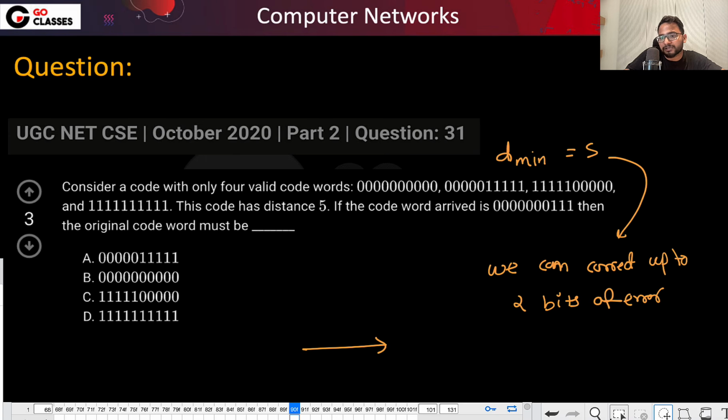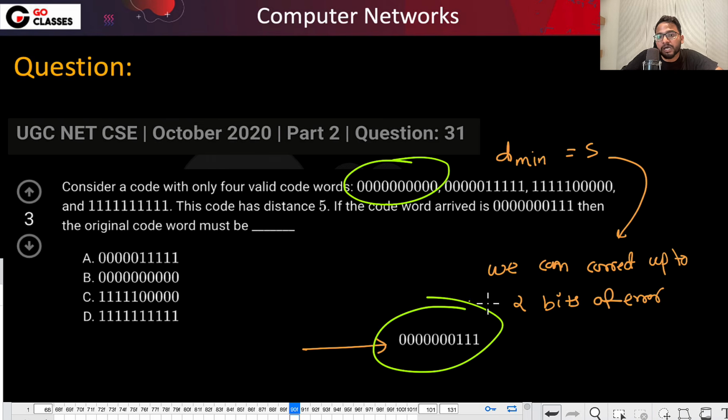They are saying that we are getting this, right? Which is invalid. Now they are asking what could have been the corresponding valid, I mean, the original code word. That's what they are asking, right? See, the original code word could be anything. I mean, the question is not well framed, I would say, because this is a UGC NET question. The original code word could be anything, right? You can get this from this, right?